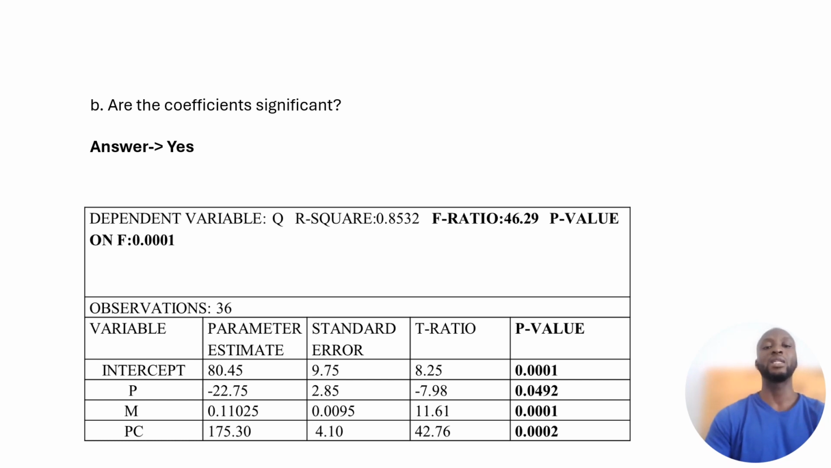Is the income significant? Here's the T ratio again, 11.61, but the p-value of the T ratio here is 0.0001, which is also less than 0.05. Similarly, for price of competing firm smartphones, this is the T ratio, 42.76, and 0.002 is also less than 0.05. So we can confidently say that all our coefficients in this model are significant. So it's based on the p-value results.